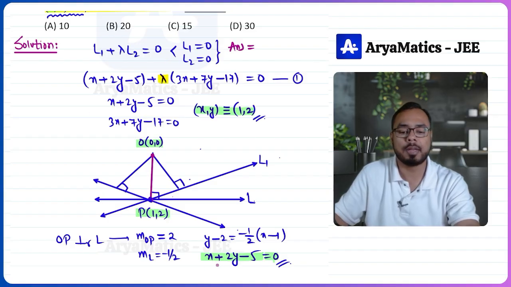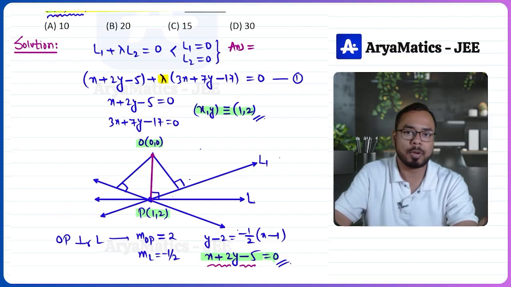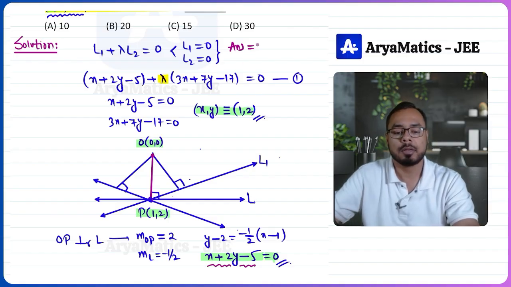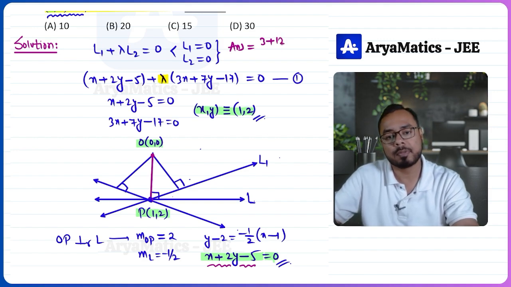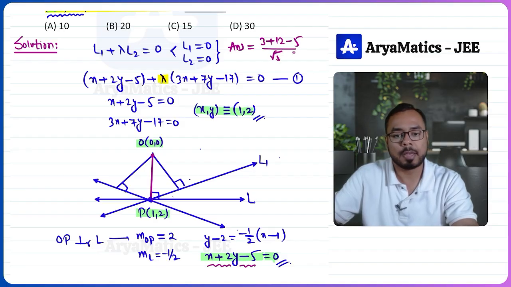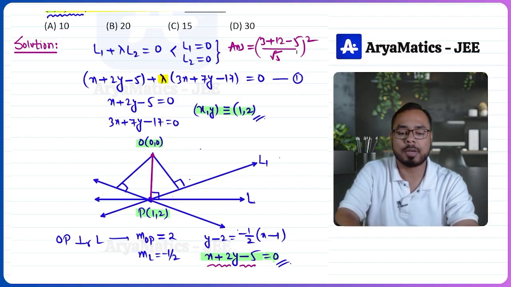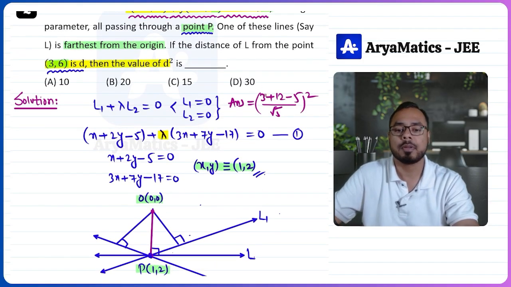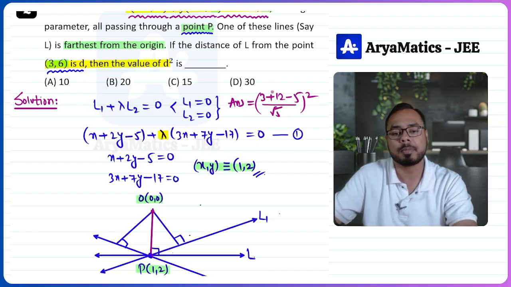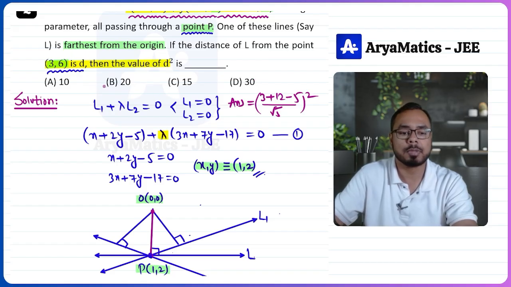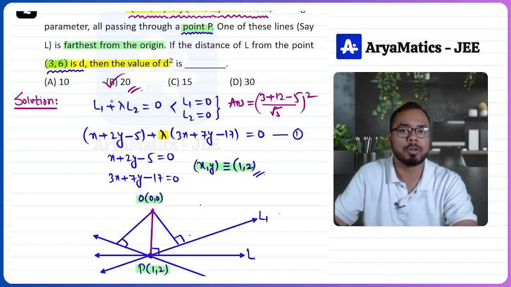We need the distance of the line x plus 2y minus 5 equals 0 from the point 3, 6. So it will be 3 plus 6 into 2, that will be 12, minus 5, divided by root 5, and we need d square, right? So the square of this thing. Now when you calculate, you will get 15 minus 5, that will be 10, 10 square is 100, by 5. So from here we are going to get 20, right? So the correct answer for this problem will be the second option.